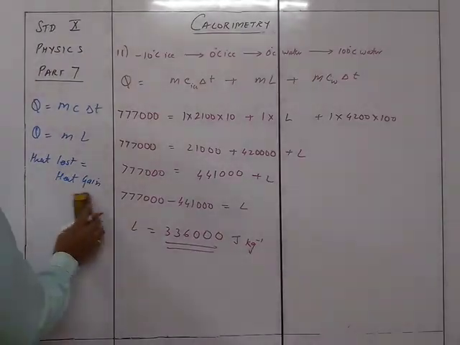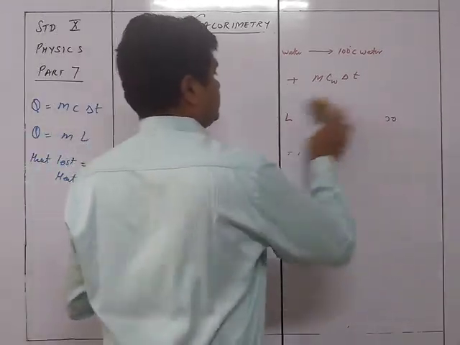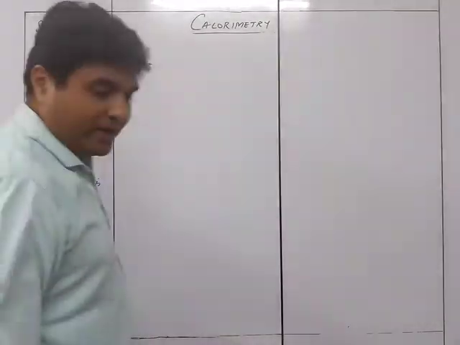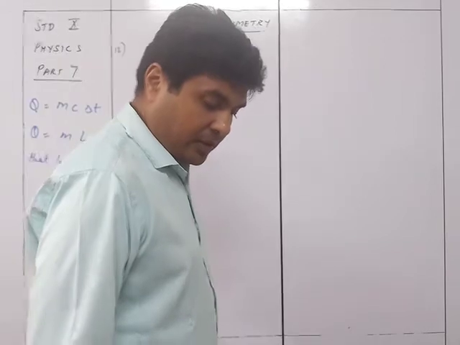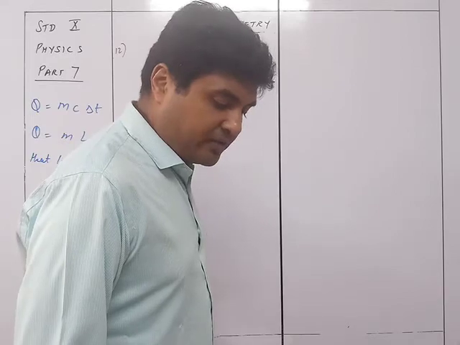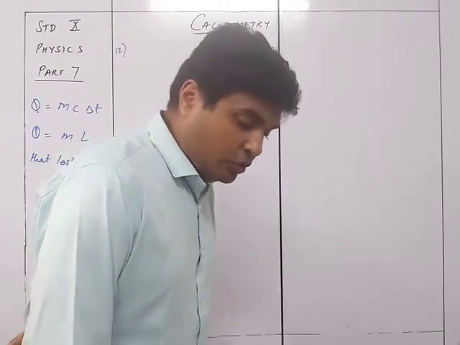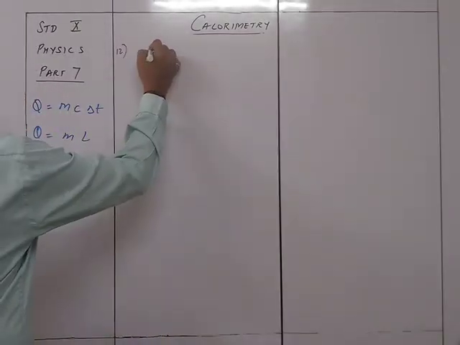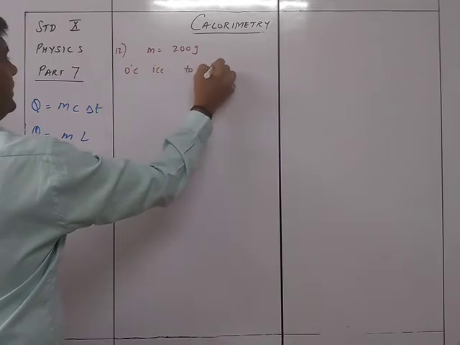We now move on to the last sum of this chapter, sum number 12. 200 grams of ice at 0 degrees Celsius converts into water at 0 degrees Celsius in 1 minute when heat is supplied to it at a constant temperature. In how much time will 200 grams of water at 0 degrees Celsius change to 20 degrees Celsius? So there are two parts in this. The first part, we will find out the heat first. So mass is equal to 200 grams, and it is 0 degrees Celsius ice to 0 degrees Celsius water.